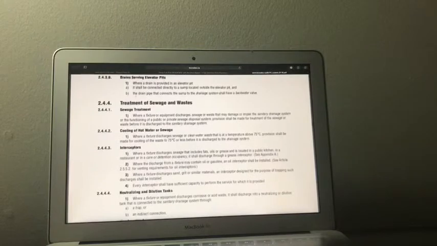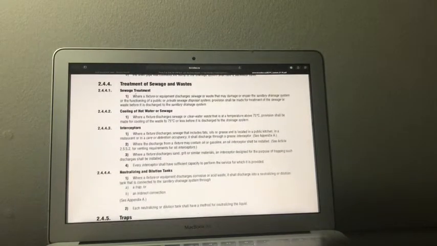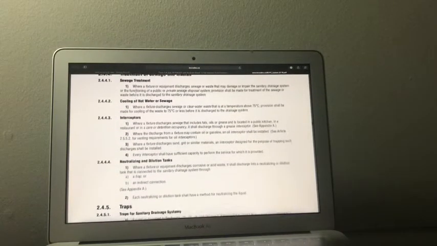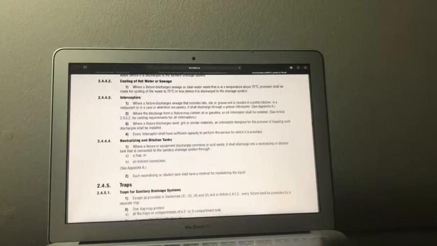Drain serving elevator pits, obviously don't forget your sump. It won't. Elevator is a huge deal. Sewage treatment, we're not going to talk about. Cooling of hot water or sewage, we are going to talk about.